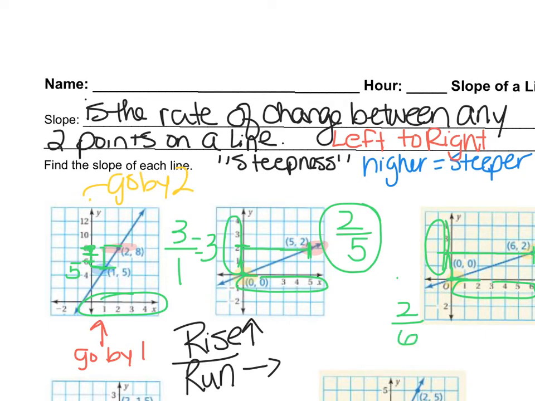2 over 6. Now, just like the first one, we can reduce that one. It's just kind of different because it's not going to be a whole number. It's still going to be a fraction. And you guys know that you can just figure out what you can divide both numbers by. So 2 divided by 2 gives us 1, and 6 divided by 2 gives us 3, and there's our slope.